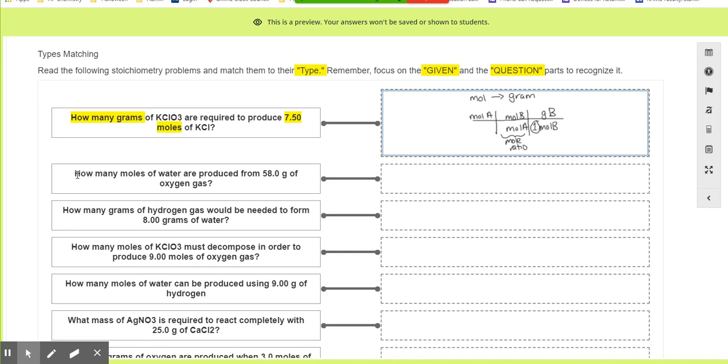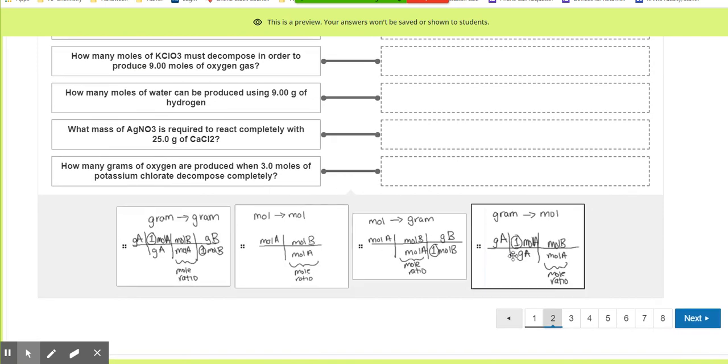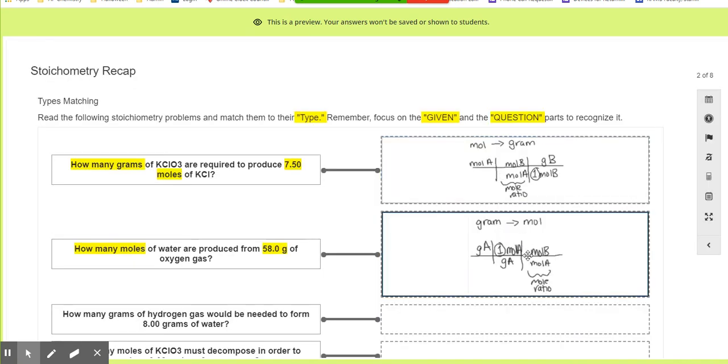All right, let's try another one. How many moles, so that's the question, are produced from 58 grams of oxygen gas? What kind is this one? Mole to gram, gram to mole, or what do you think? So think about where we start. We start with the number. Good, exactly. Gram to mole. So we're going to take our gram right here to mole and put that right there.